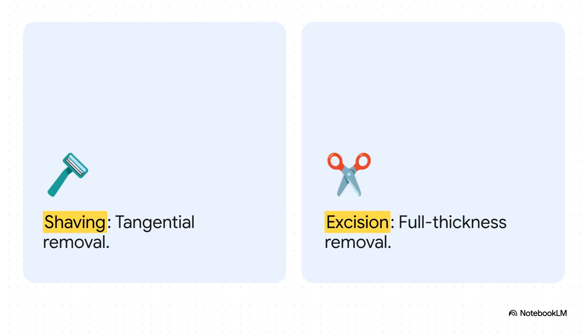Pitfall number 2. Vocabulary matters. Shaving is a tangential removal. Excision, however, requires full-thickness removal completely through the dermis. And destruction? That means the tissue was ablated or destroyed, usually using a laser or chemicals. Remember, it's the surgeon's specific technique that dictates your code family, not just the fact that a lesion was removed.